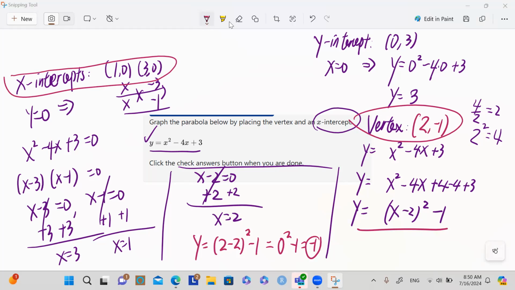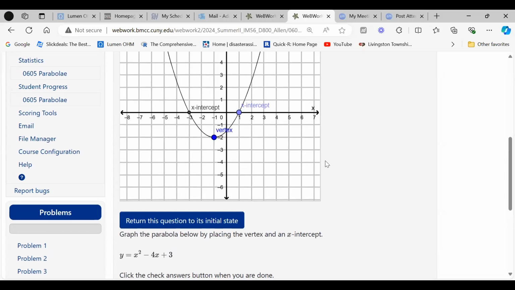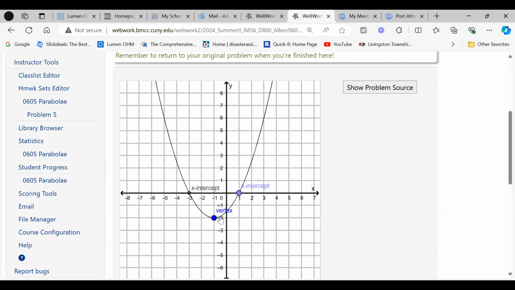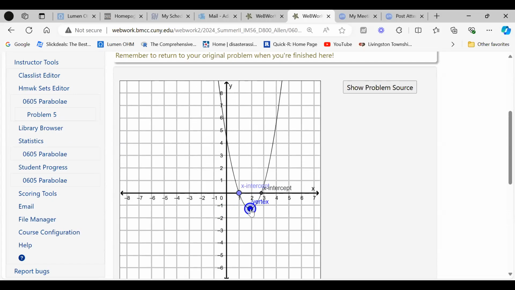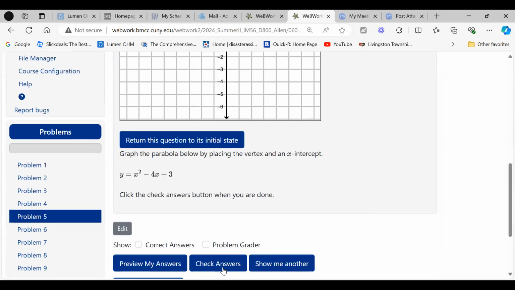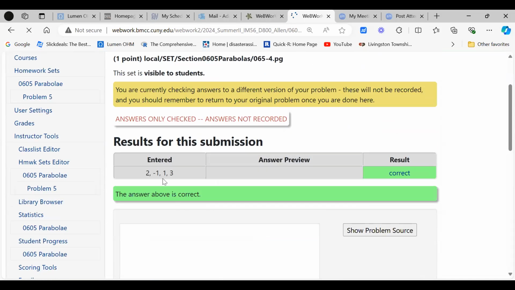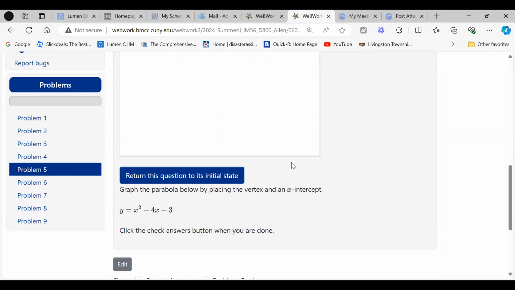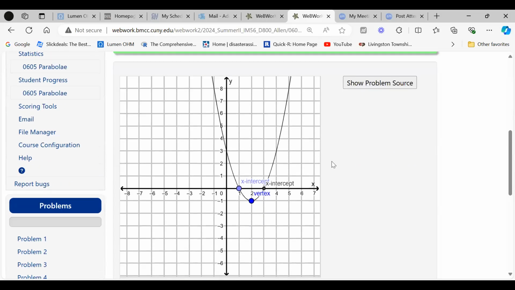Let's see how we sketch the graph here. The vertex is (2, negative 1), right? It's right here: x value 2, y value negative 1. Then the x-intercepts are (1, 0) and (3, 0). The middle is 2, right? That's actually the axis of symmetry. So this is the right graph. Okay, and check it. Yeah, it's all good, right? We see (2, negative 1), (1, 0), (3, 0). Any questions about this?